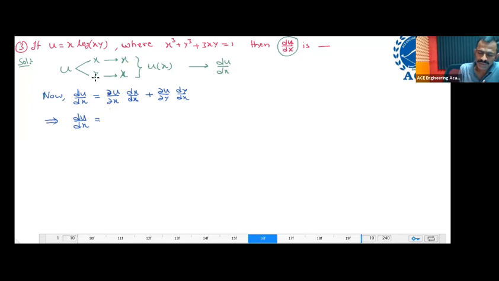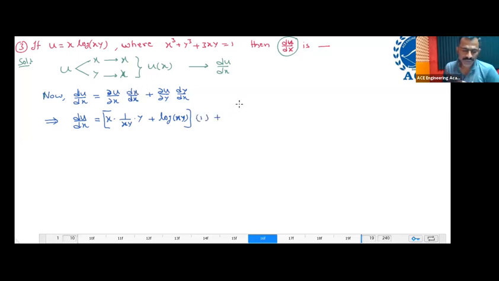Which implies du by dx equal to, u with respect to x: u is x into log of xy. Log is a function of x and y, and x is also a function of x. Because both contain the variable x, we use the UV rule. x into the derivative of log is 1 by xy; again, xy with respect to x is y. Plus log of xy into the derivative of x, which is 1. The derivative of x with respect to x is 1.